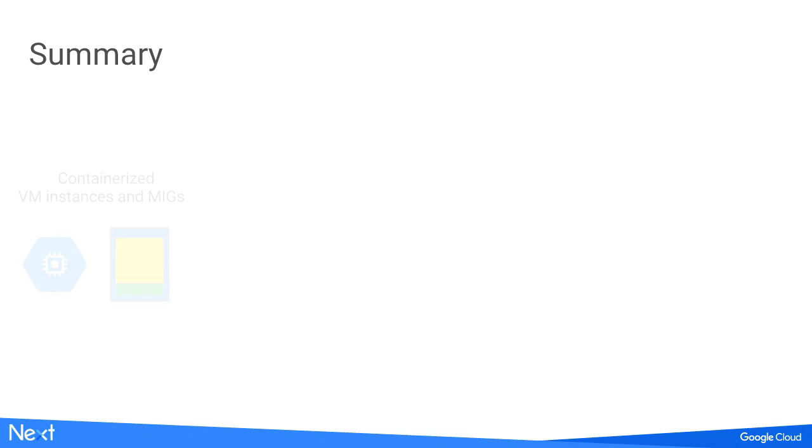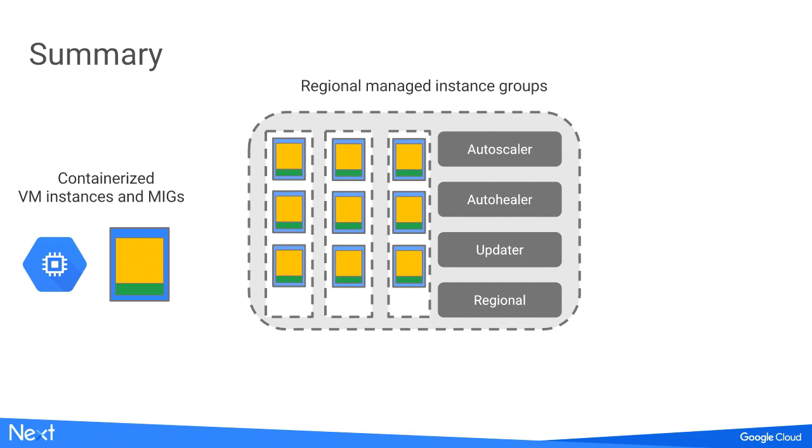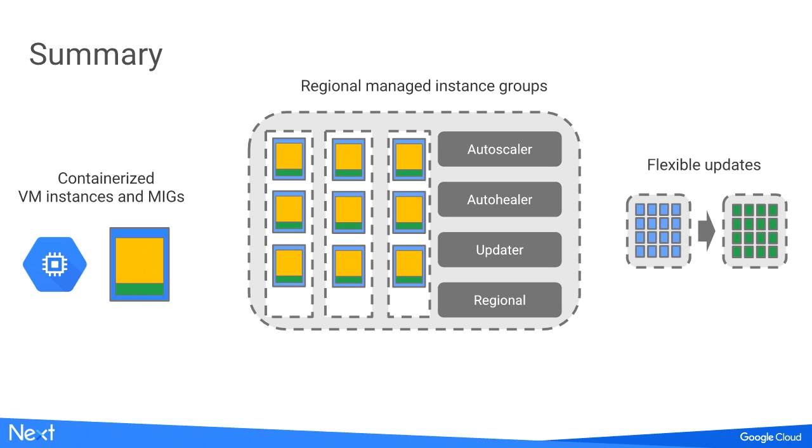So there you have it. We started with containers and easy container deployments on single machines or directly into MIGs. We looked at regional managed instance groups, which now can be split into zones, and have auto-healing, auto-scaling, and updates. And for updates, we looked at the new updater features, which give you a lot of flexibility and power with how you version or roll out new versions of your software to your MIGs.